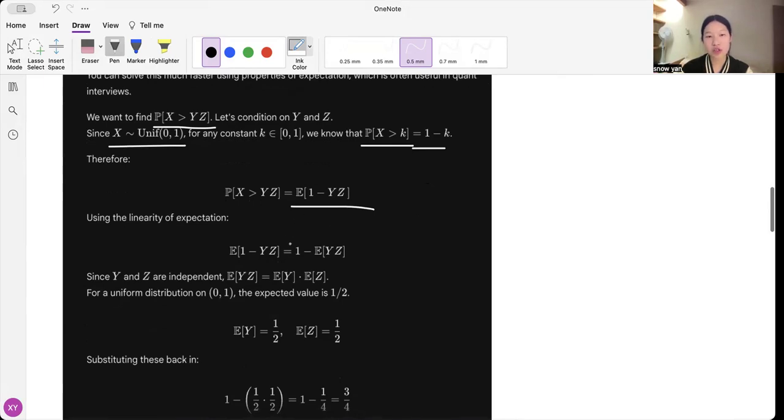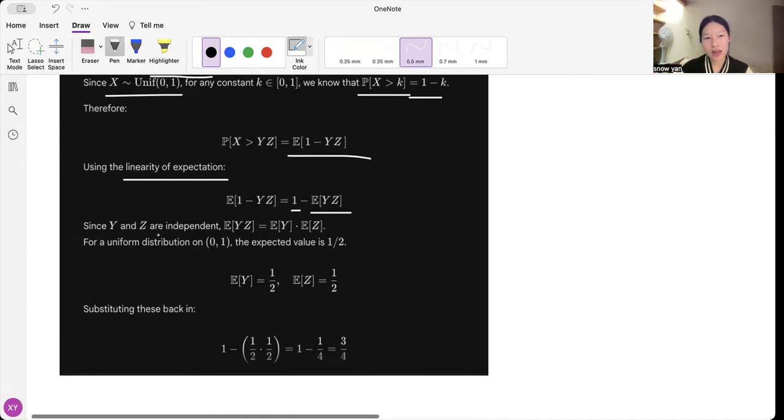Once we have this equation, by linearity of expectation, E of 1 is just 1, and E of yz is E of yz. And we're given that y and z are independent, so we can further break E of yz into E of y times E of z. The expected values of y and z are both 1/2. So then we would just get 1 minus 1/2 squared, which is 1 minus 1/4. So we would get the same answer of 3/4.